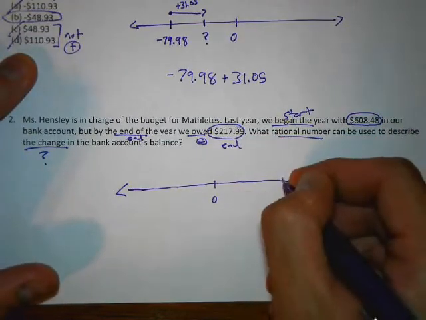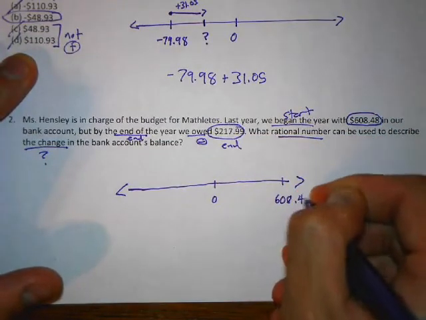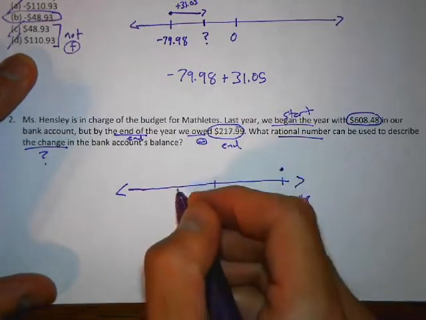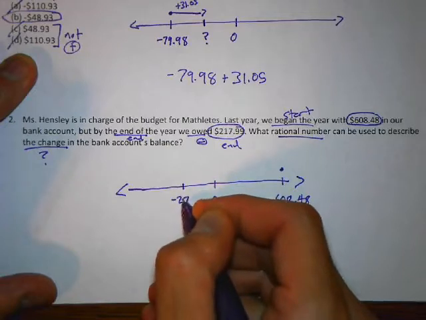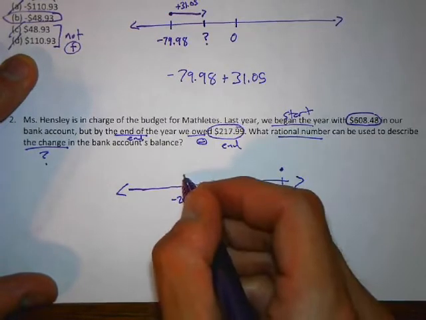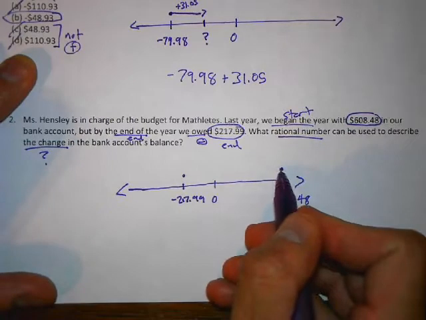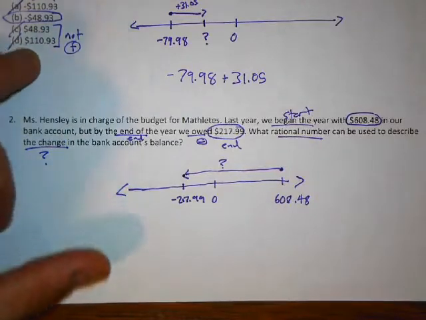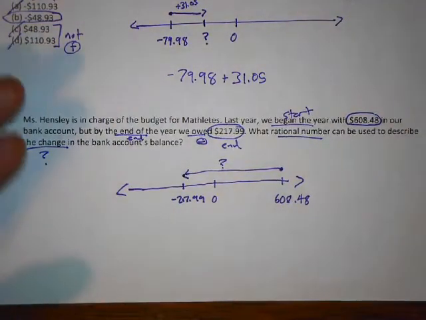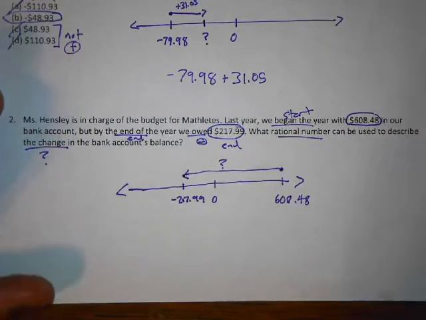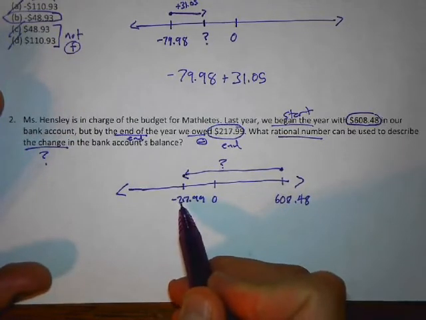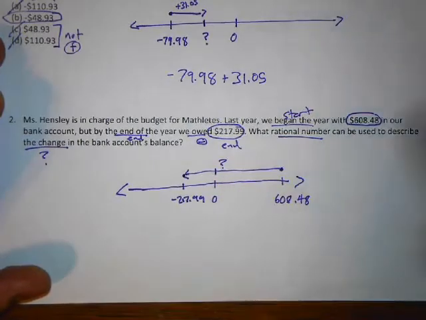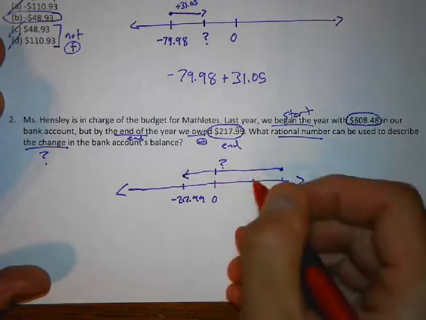I start with 608.48. And I know that's right here. I'm going to end at negative 217.99. That's where we end. And we're going from here to here. That's our change. But that's the number I'm trying to find out. Now there are a couple different ways to approach this. Maybe you remember what we talked about with distance, that we can subtract these two numbers and then find their absolute value.